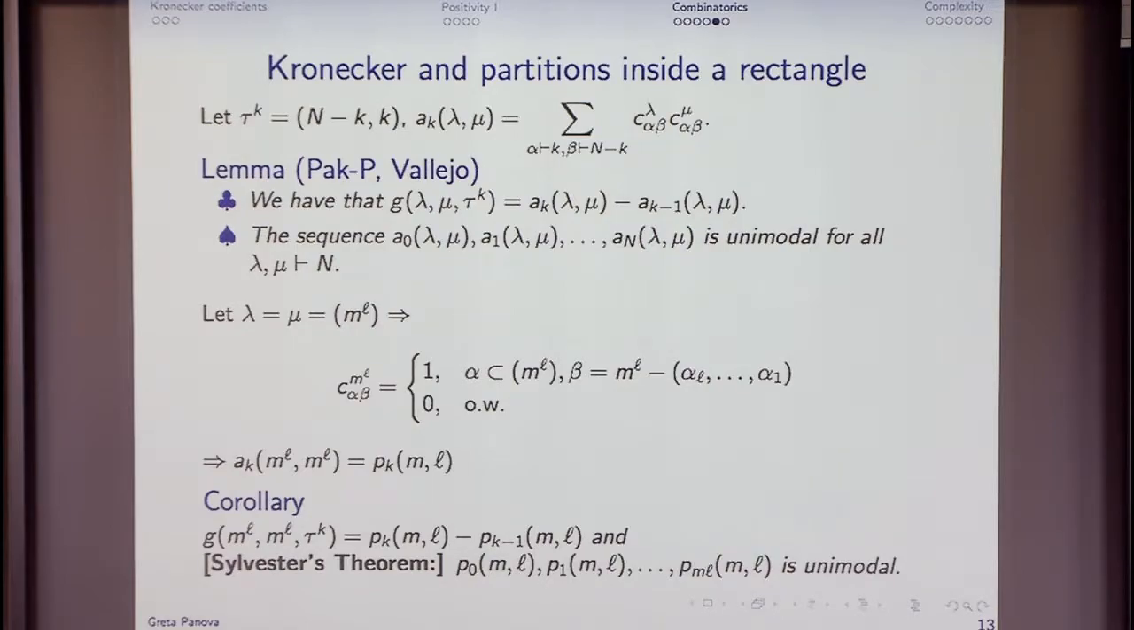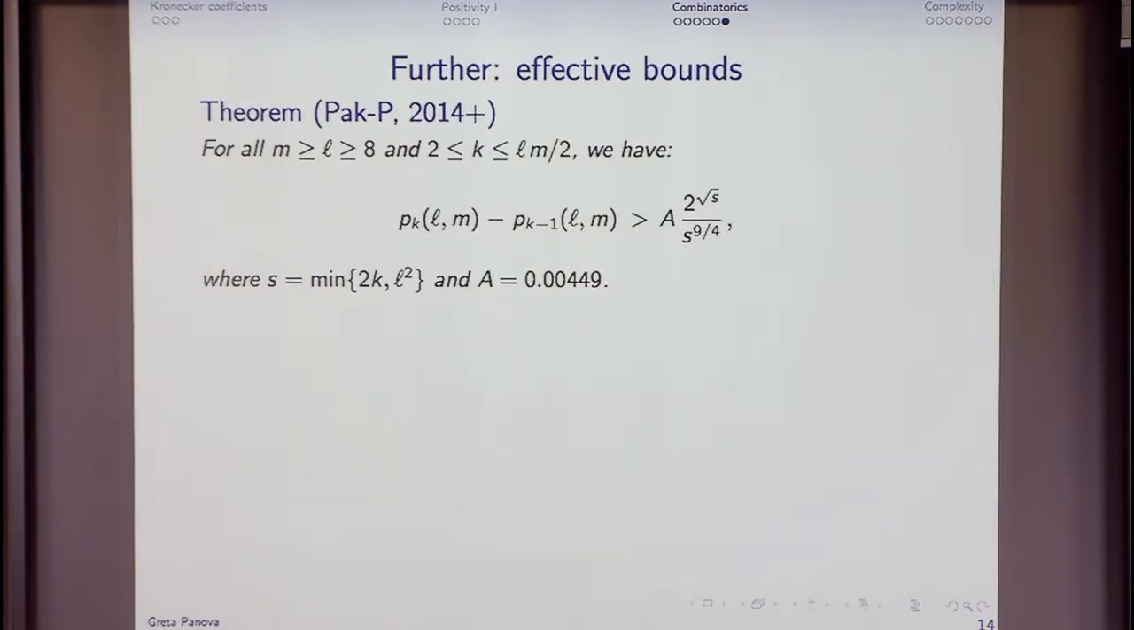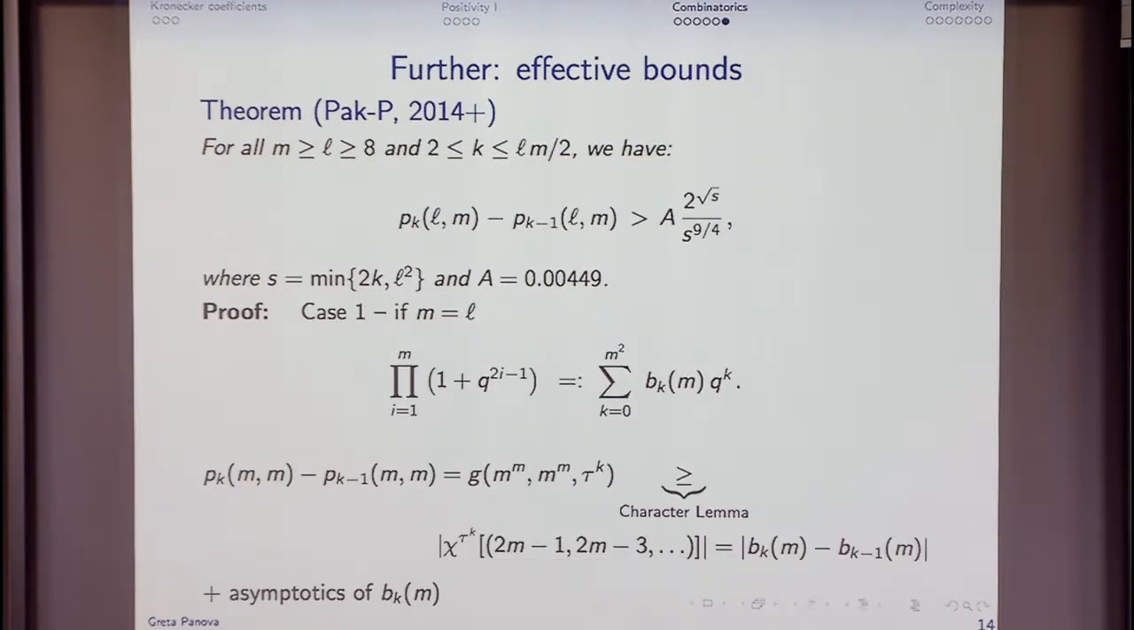So Sylvester's theorem is one corollary, but another corollary of this fact is that one can get effective bounds on how much larger one number of partitions is than the next. Here is an effective bound. How is it obtained? Using two things. First, the fact that this difference is the Kronecker coefficient, and then the character lemma I showed earlier, that this Kronecker coefficient is greater than or equal to the character. Then we can do some asymptotics on this particular character and get these numbers here.